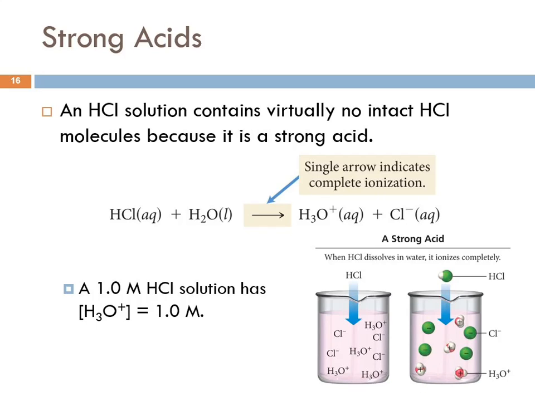So that makes dealing with the concentration of a strong acid solution easy because if you have a 1 molar HCl solution, the hydronium ion concentration is going to be 1 molar. Because all of the hydrogens, you had 1 mole per liter of this HCl. It all came apart, so it makes 1 mole per liter of this and 1 mole per liter of that.